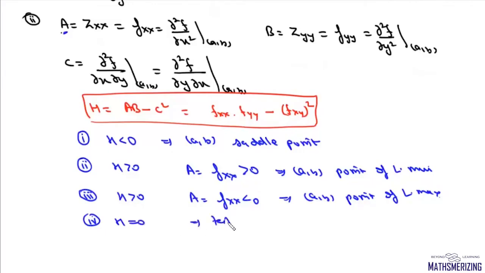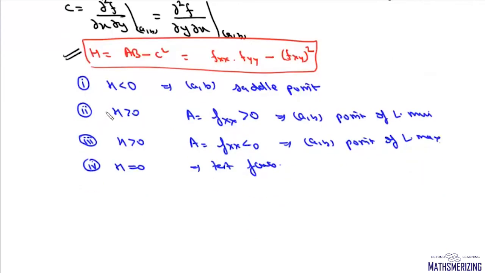we'll say the test fails. So these are the conditions with which we can determine whether at any point there is a maxima or a minima or a saddle point. In the next video, we'll discuss the logic behind the conditions in the second derivative test. Now let us take up an example.